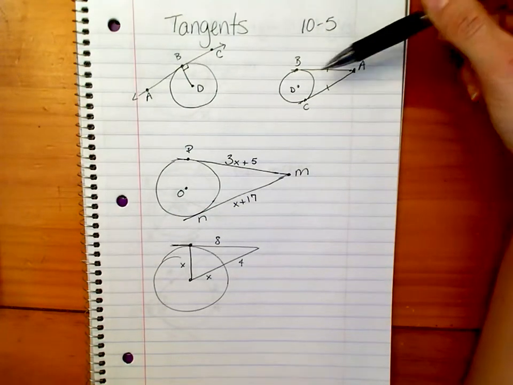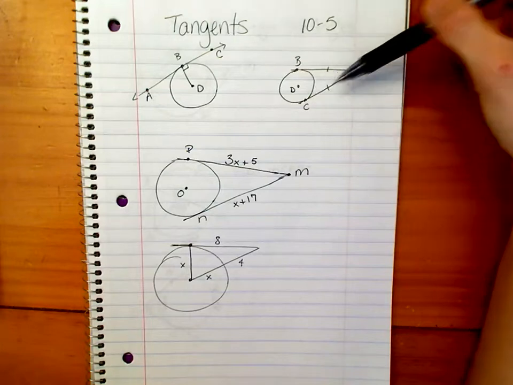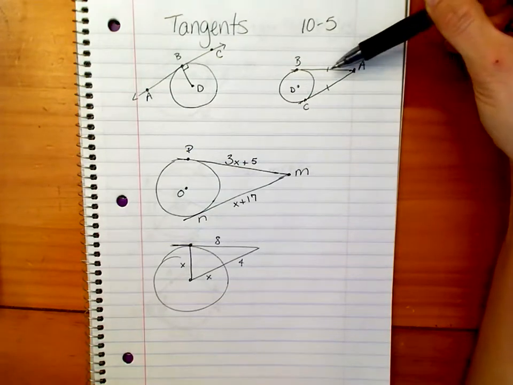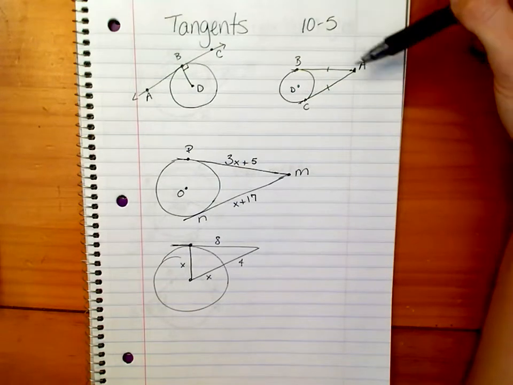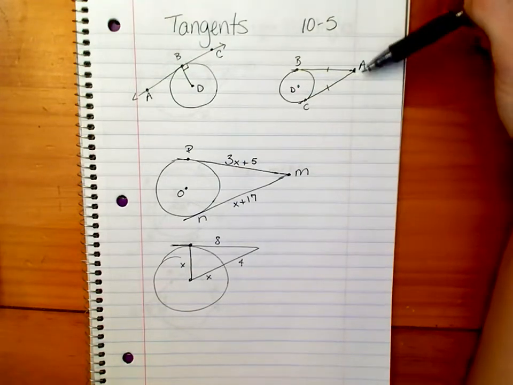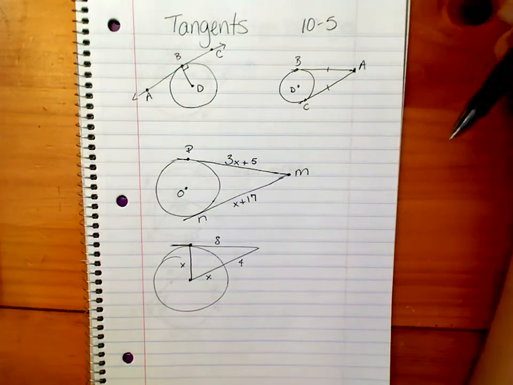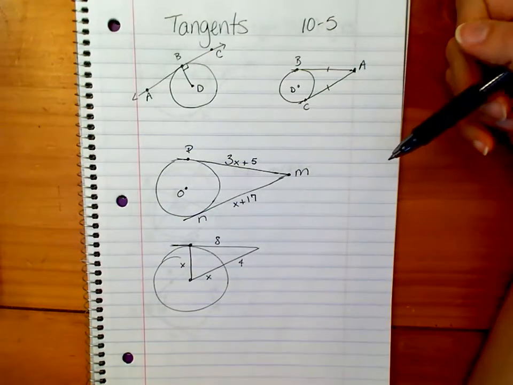The other theorem says that if two tangents are drawn to a circle from a certain point, those two tangents between the point of tangency and that point where they intersect are equal. So this is equal to this. CA is equal to CB. So let's use those two tangents in a couple problems.